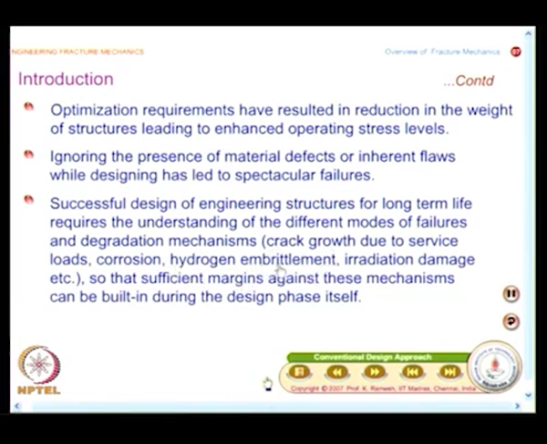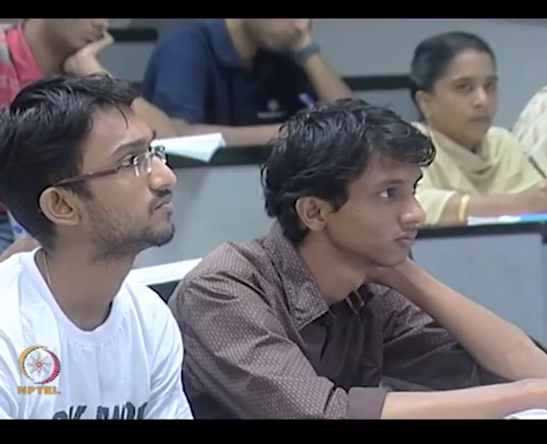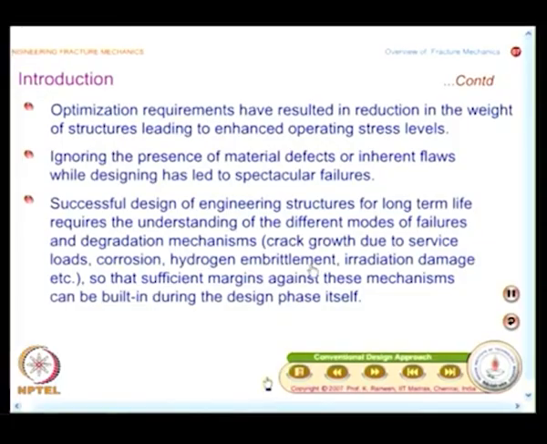One of the important causes is hydrogen embrittlement, and in fuel cells one of the major drawbacks is that the structure becomes brittle because of hydrogen entrapment, and you have nuclear power these days, and the major problem there is damage due to radiation. So, these are all degradation mechanisms.